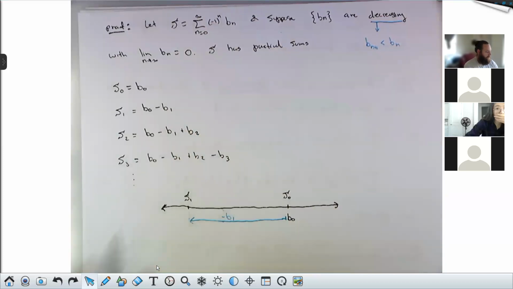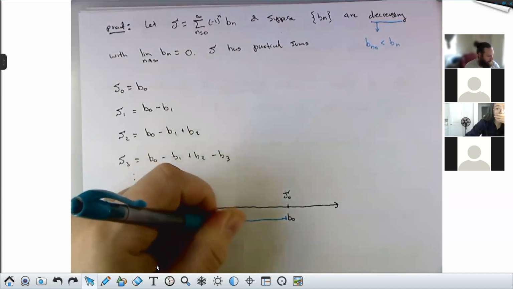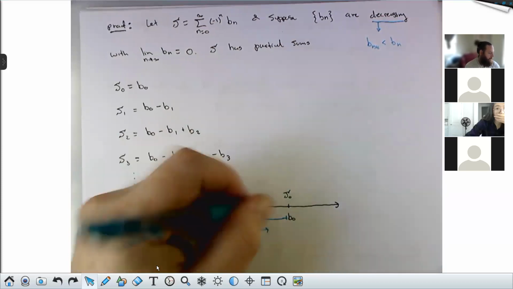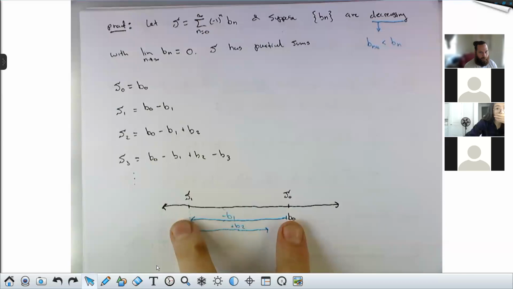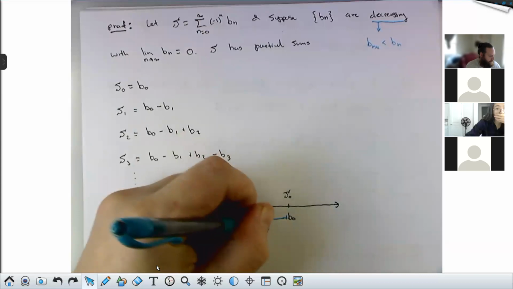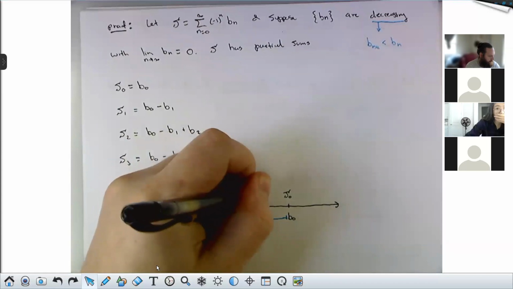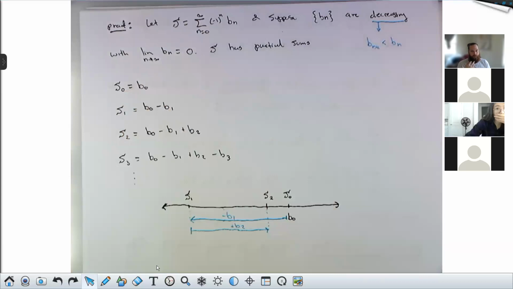So because B2 is smaller than B1, I know I'm going to the right, but I'm not going to go any further than here, right? I'm adding B2. The length of this arrow is B1. The length of this arrow is B2. And I know that B2 is smaller than B1. So the second arrow down here has to be shorter than the first arrow up here. So that tells me that S2 is right here, somewhere between S0 and S1. And that's the big idea.